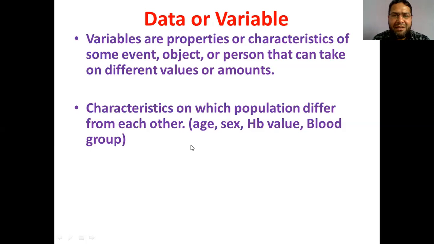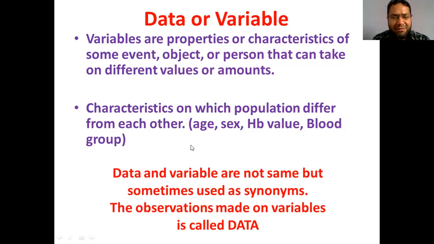A variable is anything which can take any value. Data and variable are not the same, but sometimes they are used as synonyms. The observations made on the variables are called data. For example, I want to record the weight, so I am recording the weight of each individual. The weight is the variable, but the information I am collecting is data.